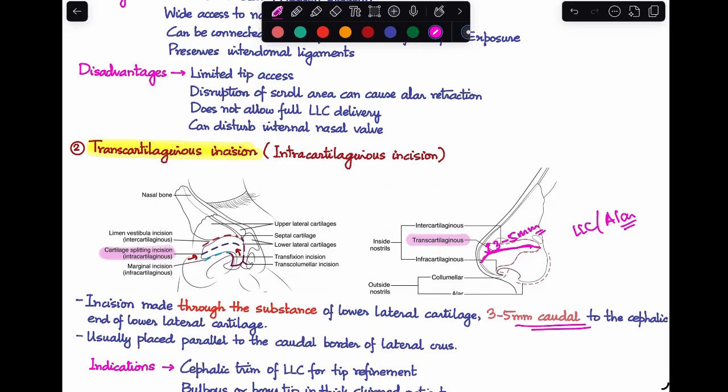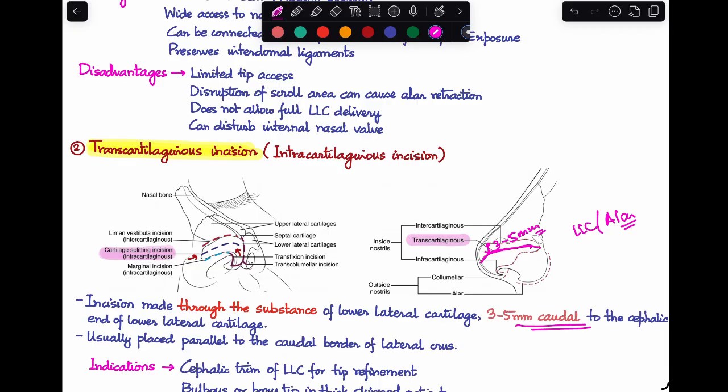This incision is placed parallel to the caudal border of the lateral crus of the alar cartilage. We have spoken about the different parts of the alar cartilage. It has three parts: the medial crus, the lateral crus, and the dome. We have spoken about this in the surgical anatomy video earlier. You can check it out to understand more about the anatomy related to rhinoplasty.